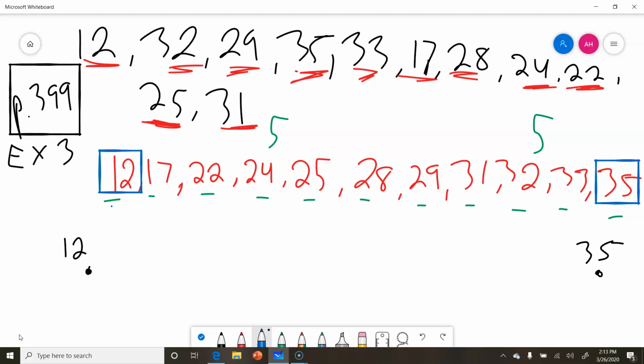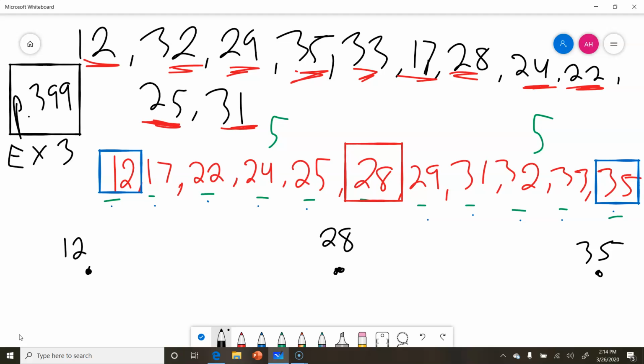So let's count. 1, 2, 3, 4, 5. 1, 2, 3, 4, 5. That makes it so that our middle one right here is 28. That's our median. So now I take our point and put a point right here for 28. That is our median.